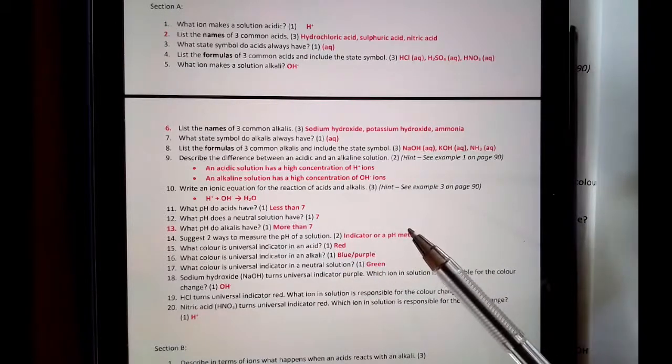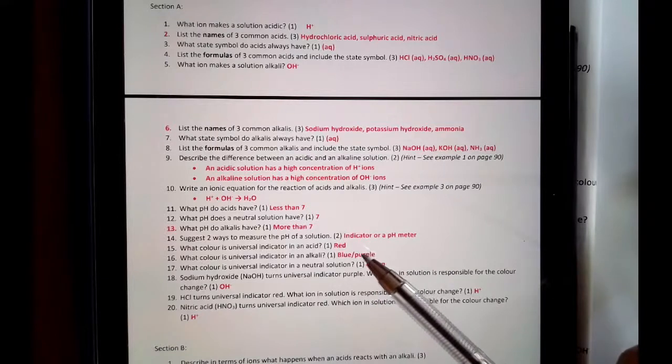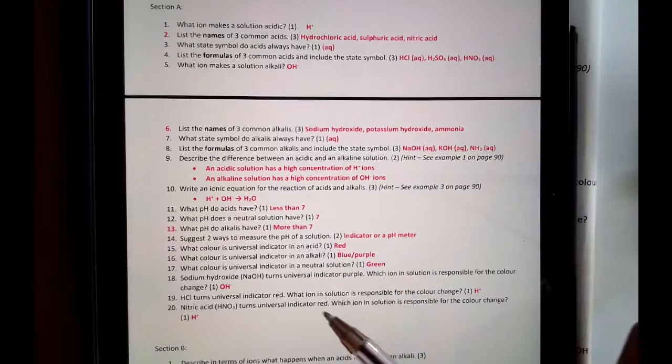To measure the pH, you can use an indicator or a pH meter. You can also call that a pH probe. These are colours that you'll just have to learn. Universal indicator is red in an acid, it's blue or purple in an alkali, you'll get the mark for either, and it's green in neutral.